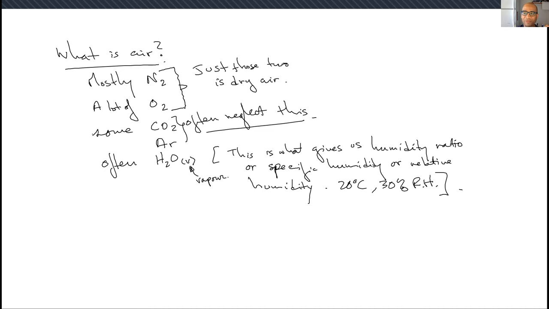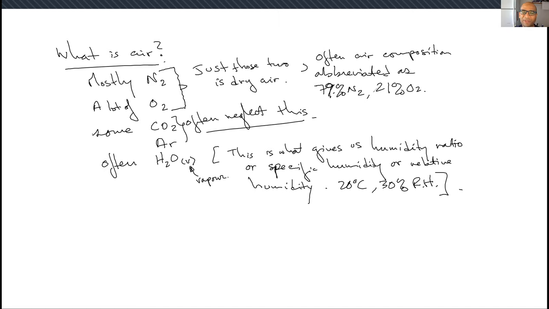One first question we want to tackle is what is the ratio of these two. Intuitively, you should have come across this fact at some point: we sort of know what the composition of air is. Often we abbreviate air composition as 79% nitrogen, 21% oxygen. For these ratios to make sense, we have to say how they're measured. So this is 79% nitrogen, 21% oxygen by mole.